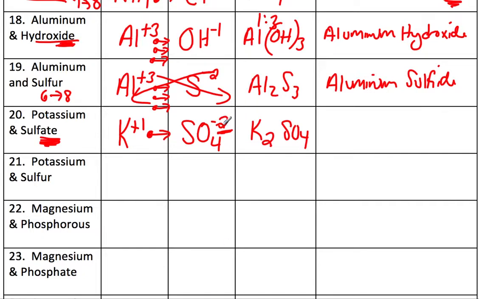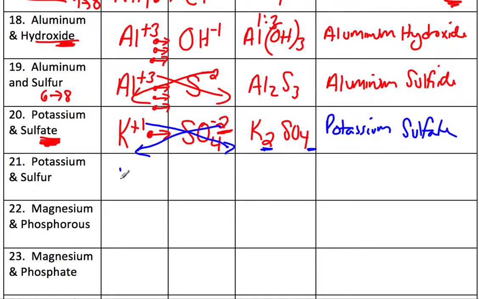How do you know that? You crisscross the charges. Now notice there's no parentheses after the sulfate because I'm not writing an additional number after it. There's no extra subscripts written after sulfate. There is one after the potassium, but that's not a polyatomic ion, so it doesn't matter. It's only if you write one after a polyatomic ion that you put the polyatomic in parentheses. So this is just plain old potassium sulfate.